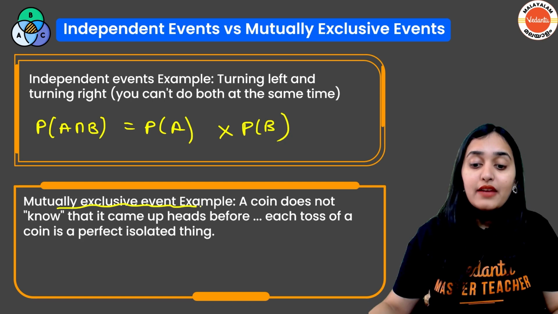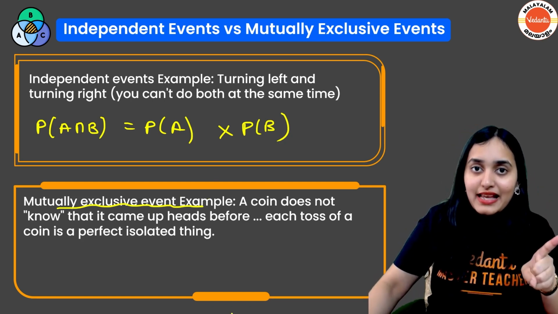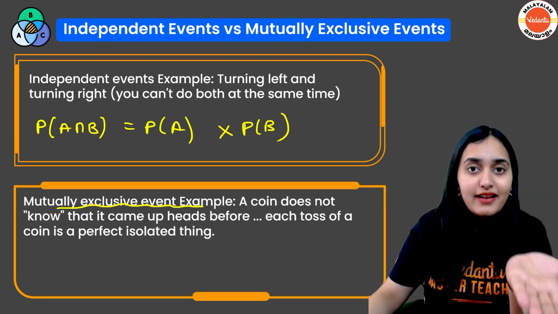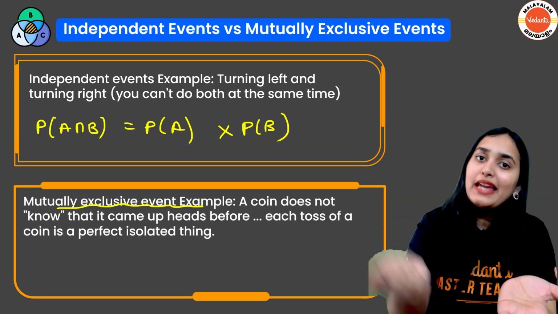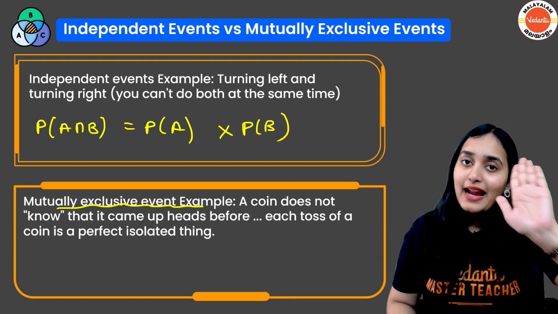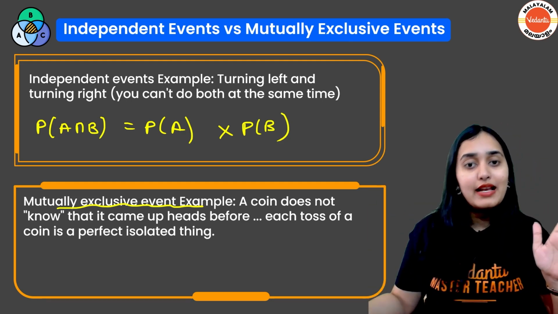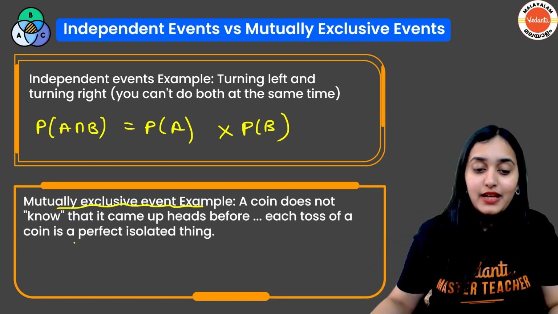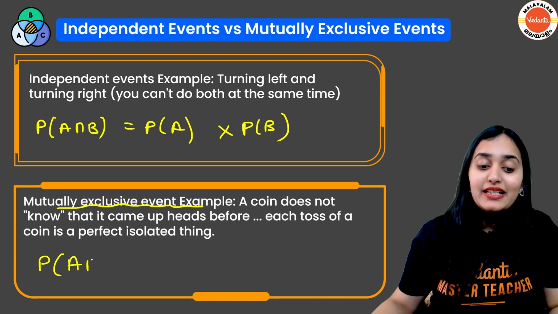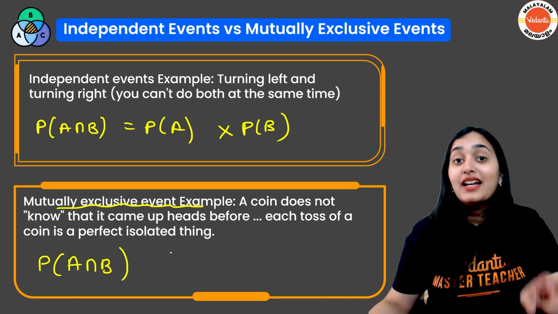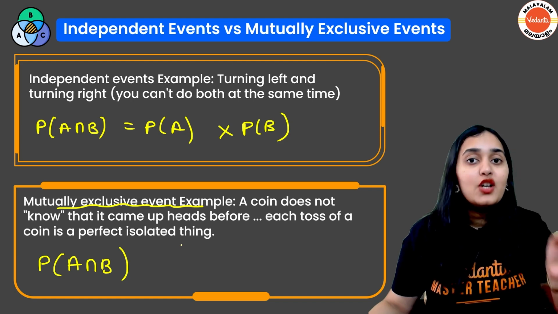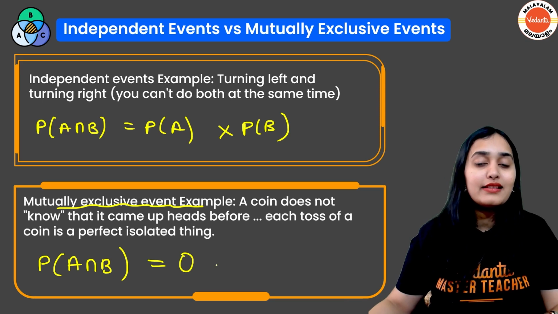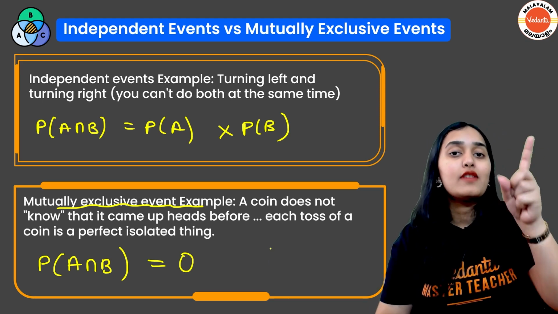Mutually exclusive events mean that if one event is happening, the other cannot happen. For example, when tossing a coin, if head comes out, can tail come? No, head will be called head, it cannot be called tail. So mutually exclusive events cannot happen at the same time. What will be their intersection? Can you take a guess? They cannot happen together, so will they have anything in common? No. So it will be 0. A intersection B is 0 for mutually exclusive events.